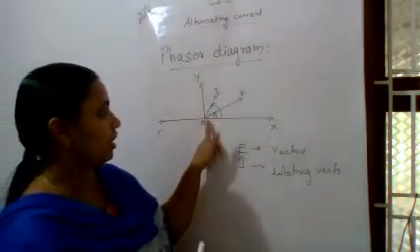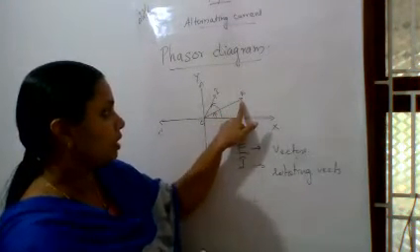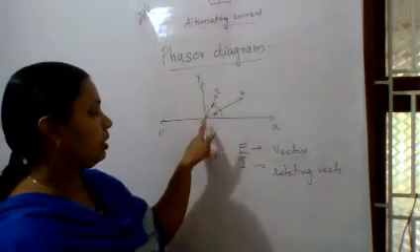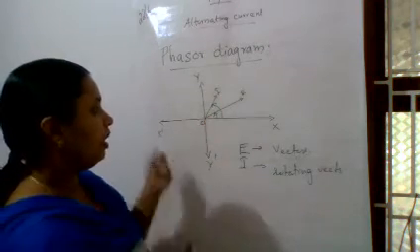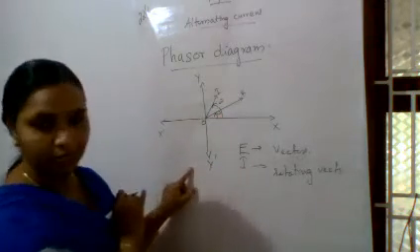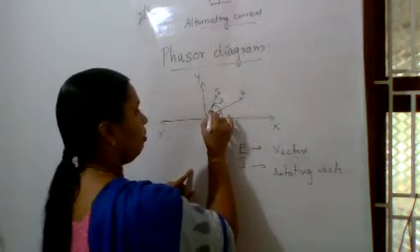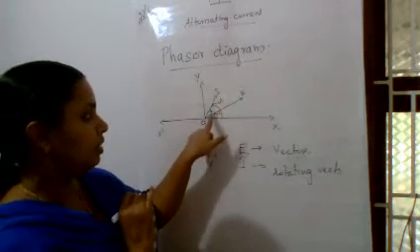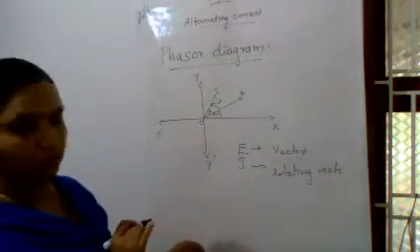Here you can see the vector OE. That is a vector which is representing this alternating EMF, and OI is a vector which is representing the alternating current, that is AC. And here both are rotating with an angular velocity omega. And both of them are keeping a phase difference of phi. Both the phasors keep a constant phase difference of phi throughout this rotation.